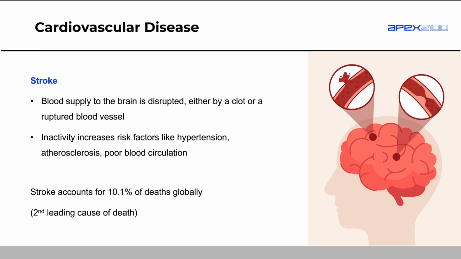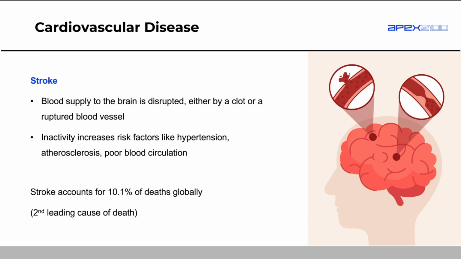And then we have stroke. Now, stroke generally refers to the area of the brain. However, it involves the blood vessels in the brain, and that is why it's classed as a cardiovascular disease. Vascular referring to the vascular system, our arteries and our veins. So stroke happens within the arteries and the veins of the brain. So what happens in stroke is that blood supply to the brain is disrupted, and this can be through two different methods. It's either a clot or it's a ruptured blood vessel. So you can see those two different things in the picture there.